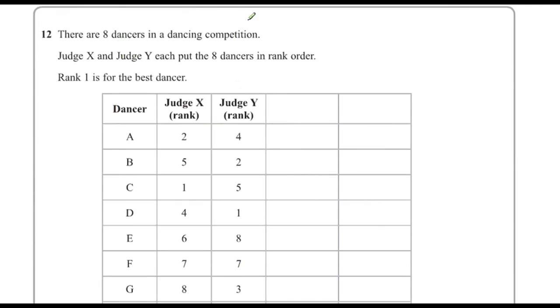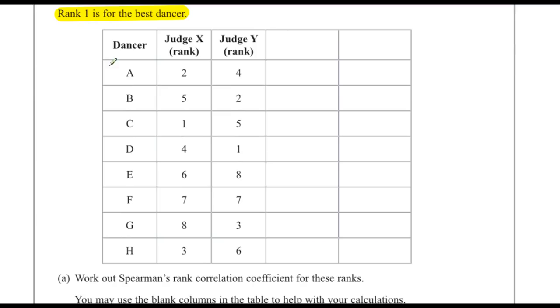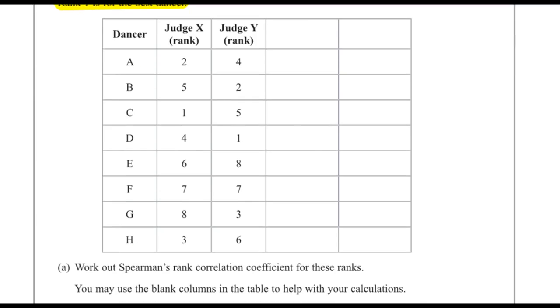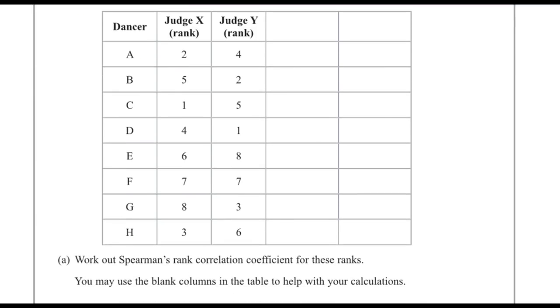There are 8 dancers in a dancing competition. Judge X and Y each put the 8 dancers in rank order. Rank 1 is for the best dancer. Okay, so these are the dancers A through to H. Work out Spearman's rank correlation coefficient for these ranks. You may use the blank columns in the table to help with your calculations. Good, because we're going to need the blank columns. We've already got the values ranked for us, so that's a good start for us.